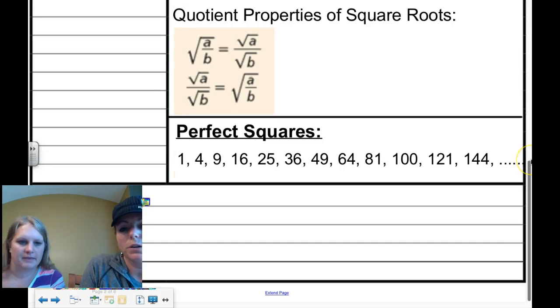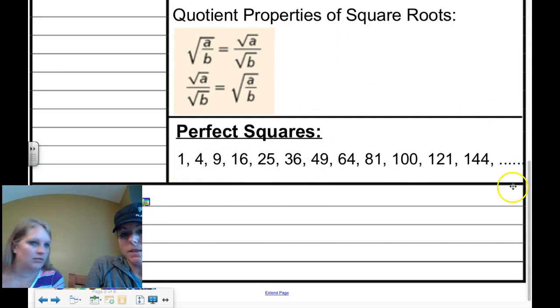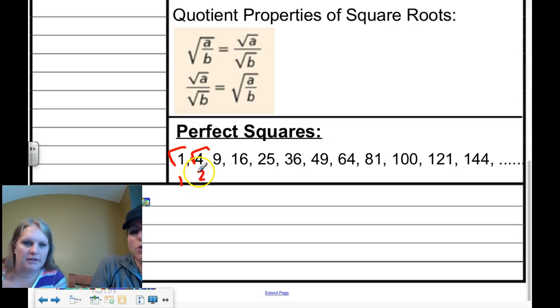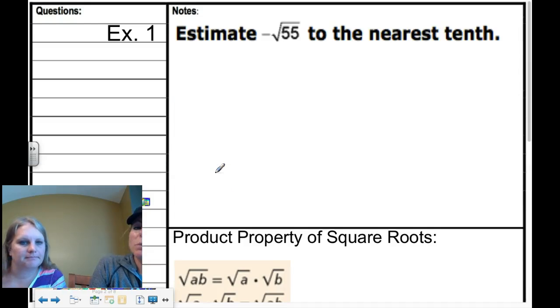So here we go. Here's my list of perfect squares, in case you don't remember any of those. And notice I'd go dot, dot, dot. That means on forever and ever. Perfect square means if I took the square root of 1, I would get 1. If I took the square root of 4, I would get 2, and so forth. You do not get a decimal as an answer. So let's go up to our example 1.